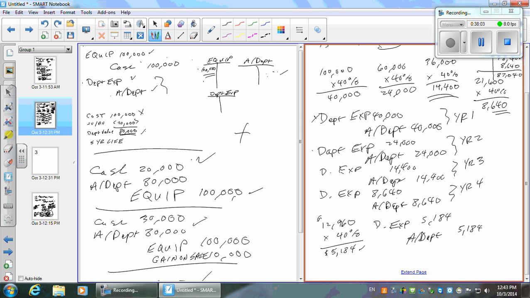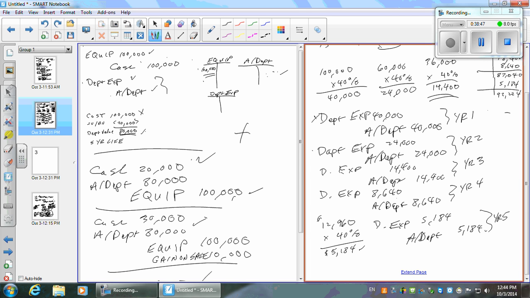So, what if I were to ask you, what's the remaining book value at the end of year 5? Can you tell me? I'll get this out of the way. What do we now have, gang, in accumulated depreciation at the end of year 5? You just added how much more to it? 5,184. So what's 5,184 added to 87,040? What do you get? 92,224.